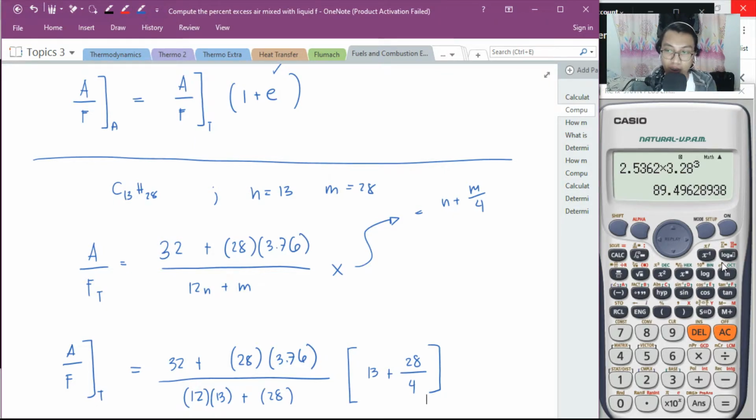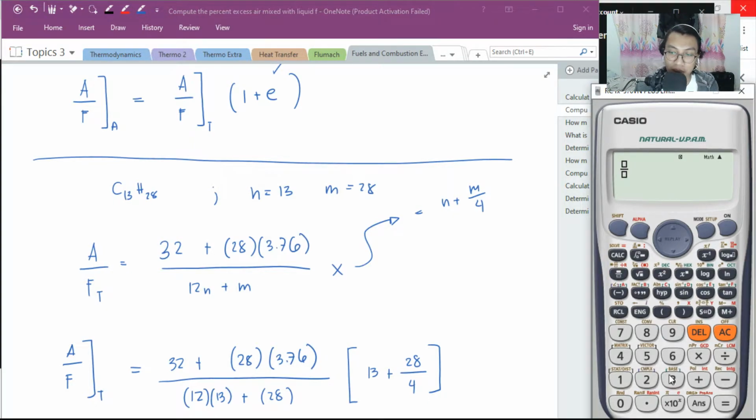So, sir, hindi ka na nag-stoichiometric. Oo, ganun na nga talaga. Kaya ginawa ko yung formulang yan. Actually, hindi naman sa akin galing tong formula to. Isinimplify na lang talaga yan. Hindi ko mahanap yung book. Sinimplify ko lang.